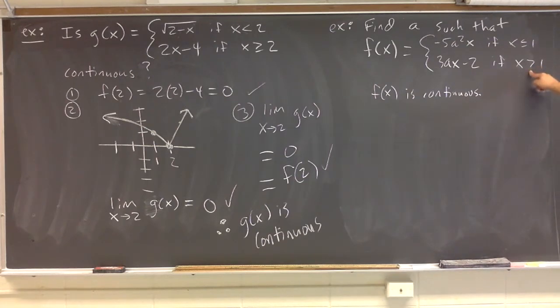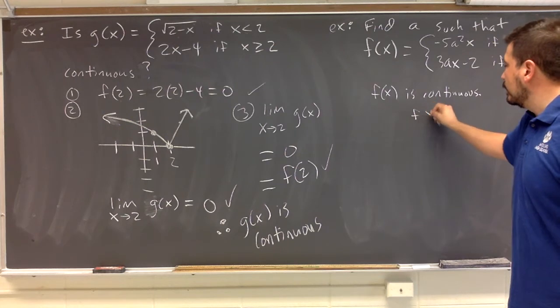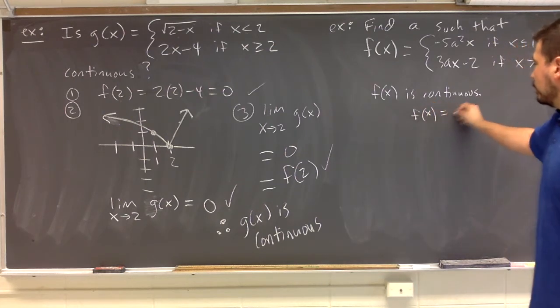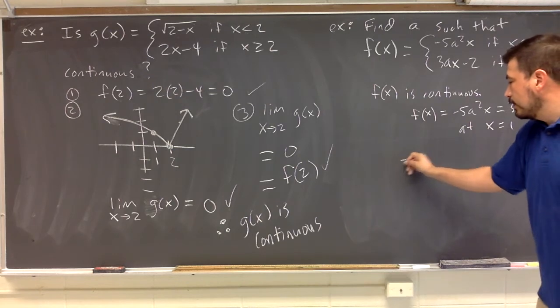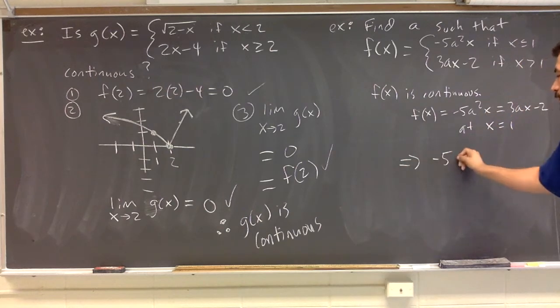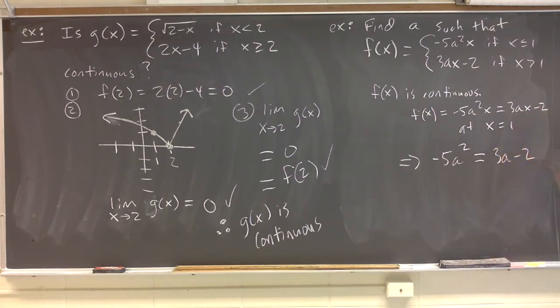at x equals 1. Okay, so f of x has to equal negative 5a squared x, which has to also equal 3ax minus 2 at this location where we have that separation, potentially. We're trying to fix it so that there is no separation there. And so as long as these are equal, then we can figure out how to make that work. Now, since I know x has to be 1, okay, I can just plug 1 in. So I get negative 5a squared. That's just going to be 3a minus 2. All right, and now we're just going to solve this equation.